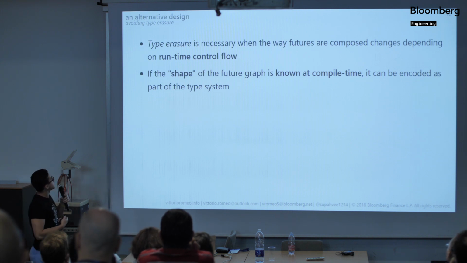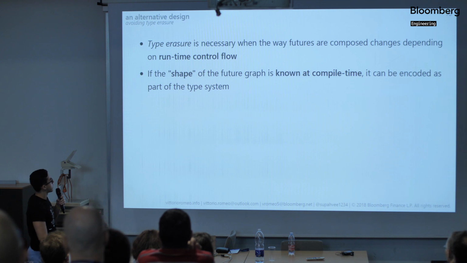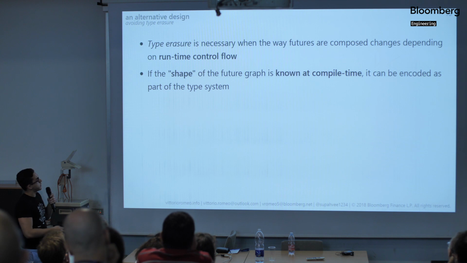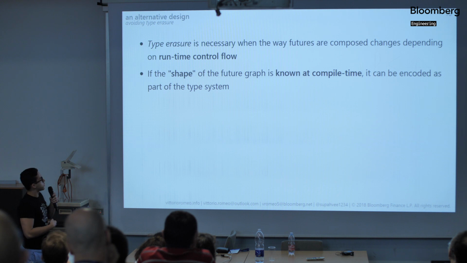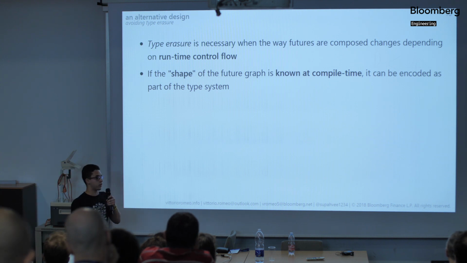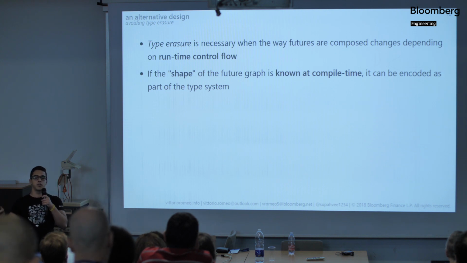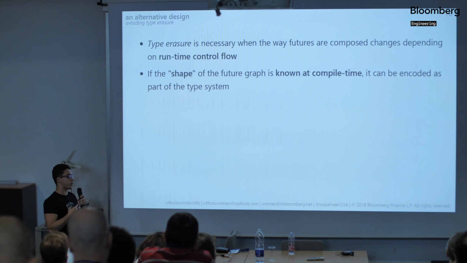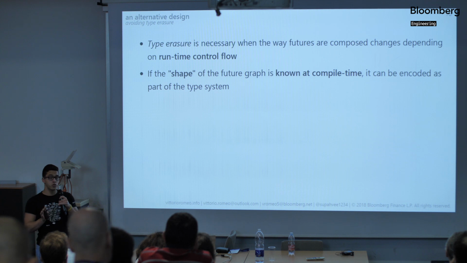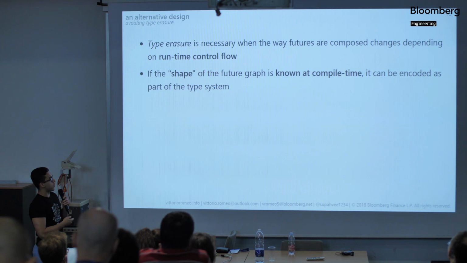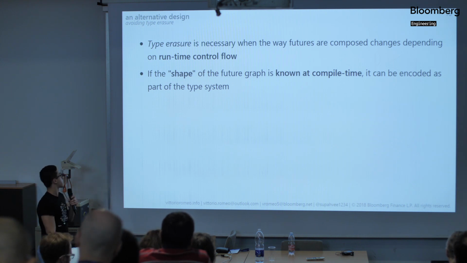So I'm trying to find an alternative design that avoids both type erasure and dynamic allocation. The reason why we need type erasure in the first place is because the way features are composed can change depending on runtime control flow. So you could have a node, then you have an if statement that reads keyboard input, and then depending on the input that the user gave you, it can attach a .then or a whenAll or something different. So you don't know the shape of the graph at compile time, you don't know what kind of computation you'll have, so you need to type erase to allow this kind of composition to happen at runtime.